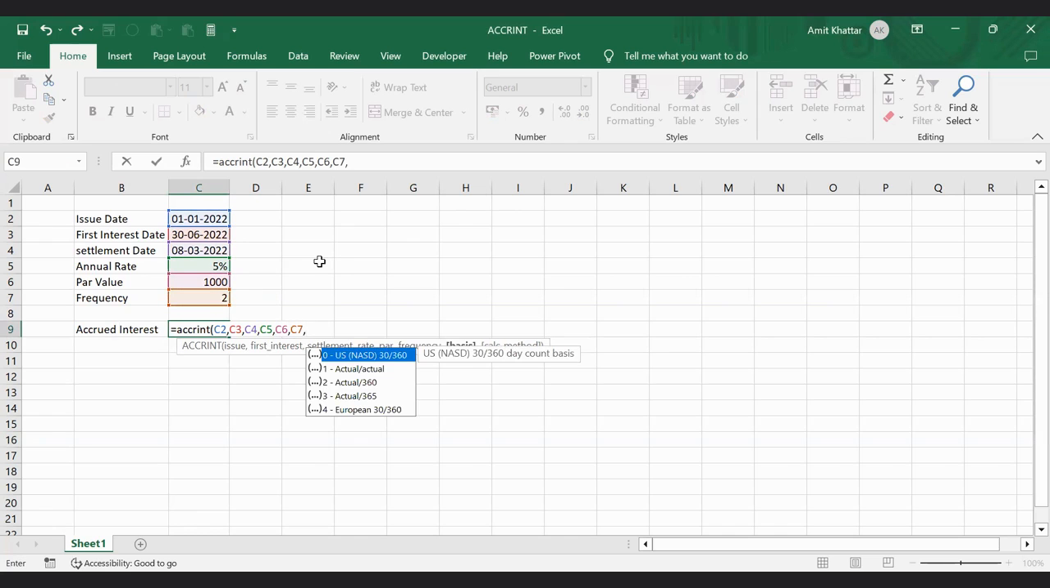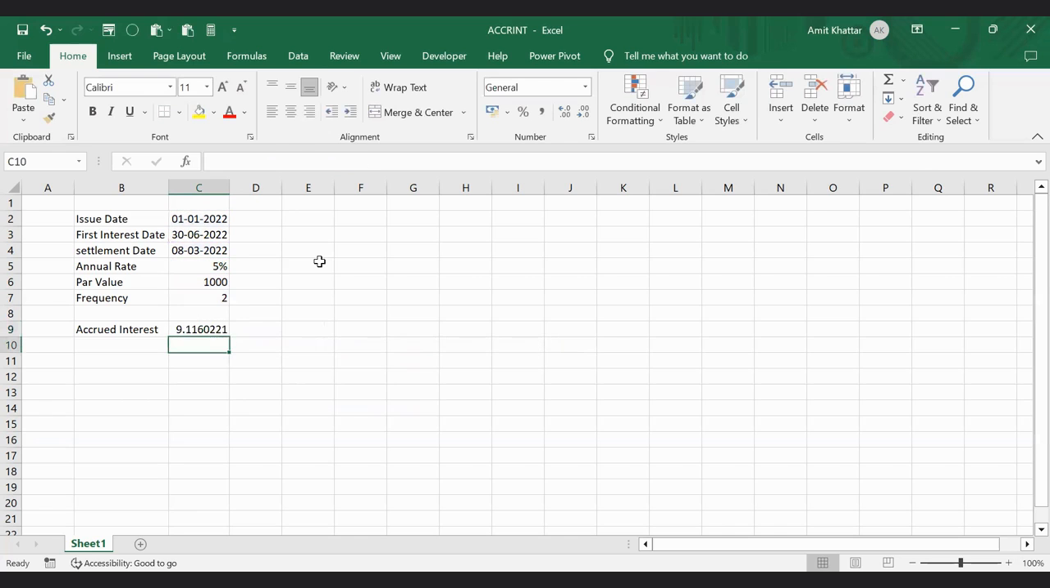And basis is the day count convention. If we don't give it, by default it is 0, that is US 30/360. Let's say we give it actual by actual, so it takes in the actual number of days. Along with that, for 2 it starts with the issue date, and for 1 it starts from the first interest date. So what I'm getting is accrued interest to be 9.11.